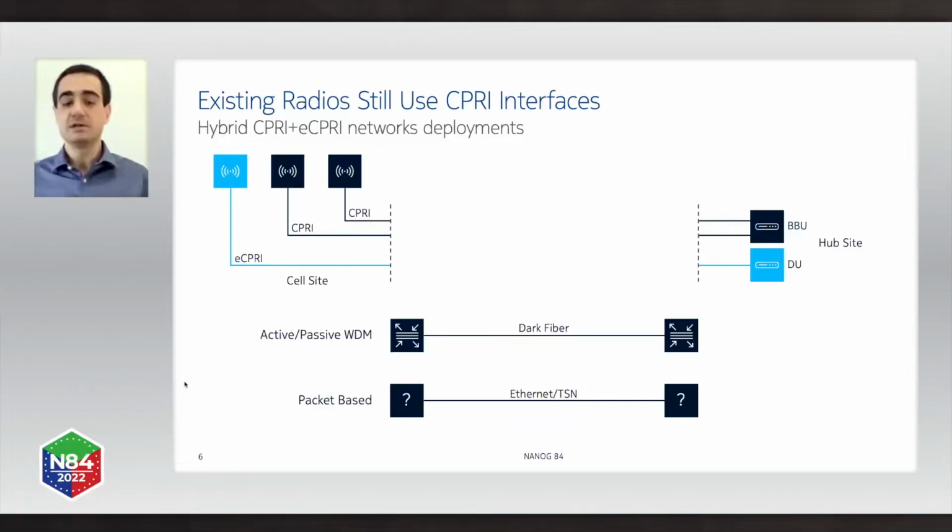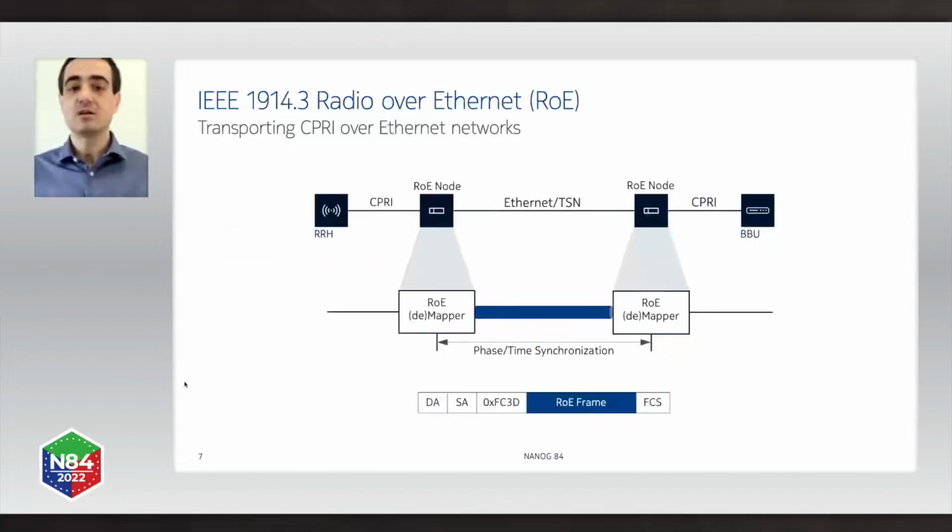So that's what the IEEE worked on. And with that, a new standard was created, the 1914 Radio over Ethernet standard. So that establishes how we can transport CPRI or encapsulate CPRI over Ethernet. And in this case, we call it Ethernet TSN because we need all of those prioritization and traffic requirements met. So the basic concept here is to have an ROE mapper and a demapper, which will convert CPRI to Ethernet and Ethernet to CPRI on the other side.